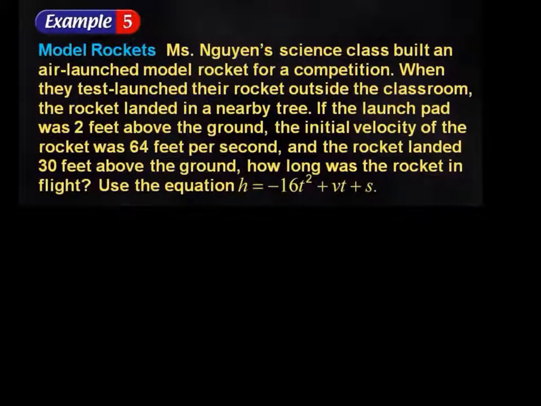Miss Nugent's science class built an air-launched model rocket for a competition. When they test launched their rocket outside the classroom, the rocket landed in a nearby tree. Rats. If the launch pad was 2 feet above the ground, the initial velocity of the rocket was 64 feet per second, and the rocket landed 30 feet above the ground. How long was the rocket in flight? Use the equation h equals negative 16t squared plus vt plus s.